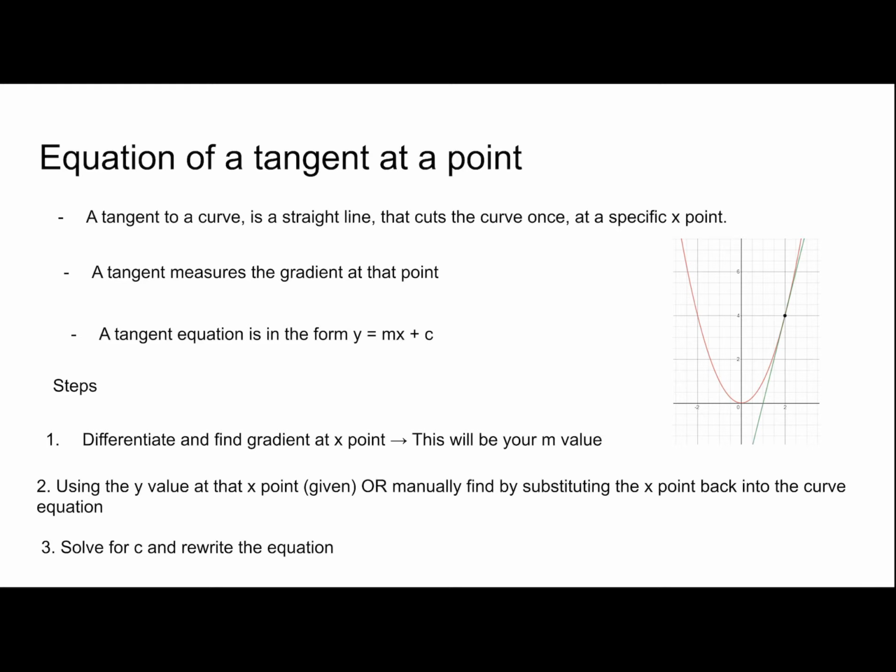And I've got a little picture here to depict what I'm talking about. So you have a parabola, and then you have that equation of a tangent, which is a green line that touches the point once, which is shown by the black dot. It touches it at x equals 2. So therefore, it's measuring the gradient of the parabola at x equals 2.